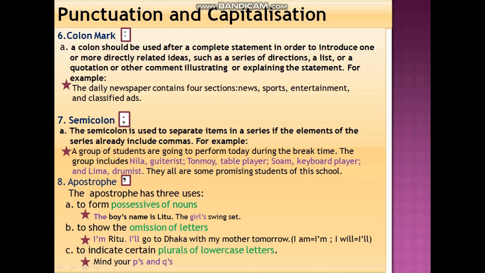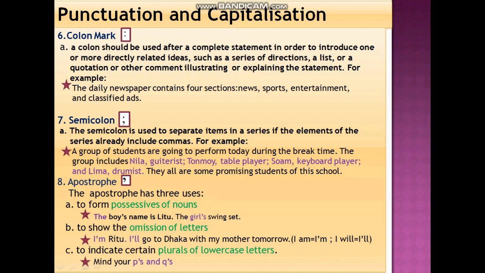Semicolon muloto byabohar kora hoy ekchhak jinishke alada korar jonno jokhon sheguloke comma diye age theke alada kore rakha hoy. Here Neela has a comma, so we have used a semicolon after the guitarist. Then Tonmoy, like this, table player. Shom, like this, keyboard player. Is it clear, student? Next one.